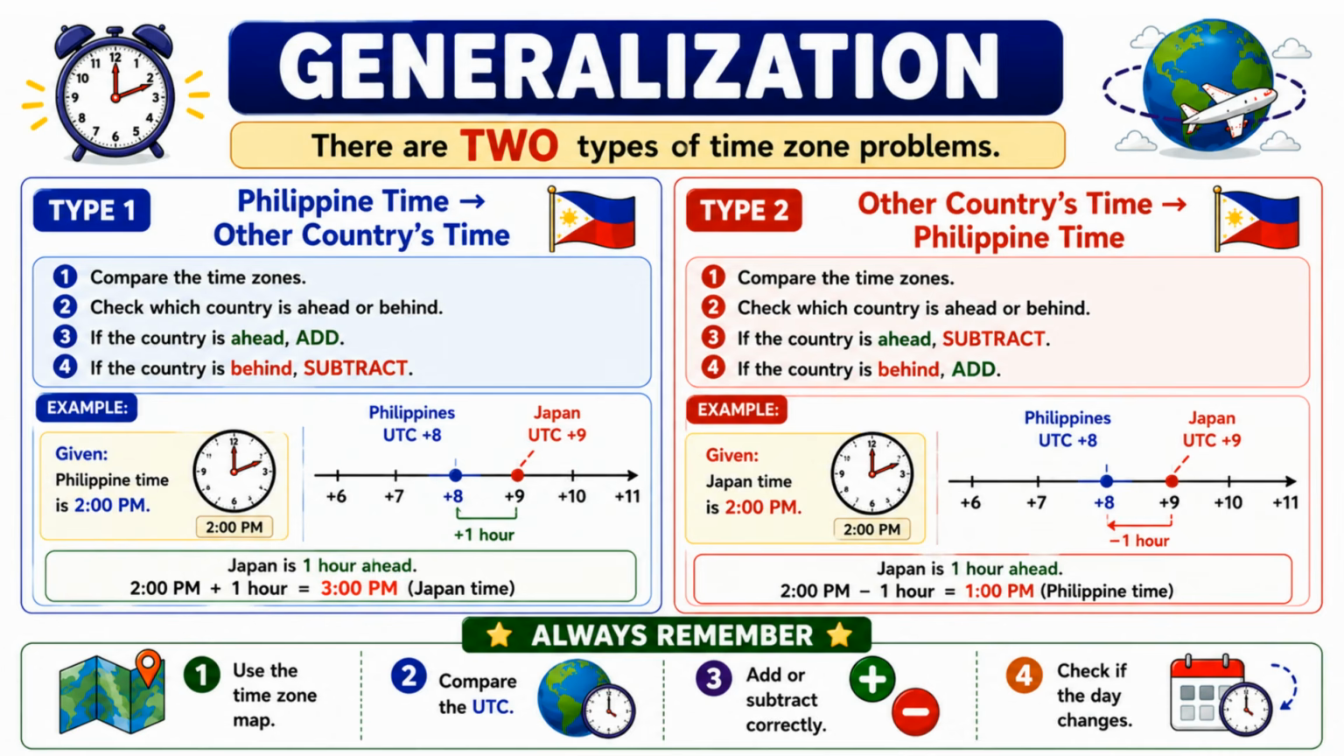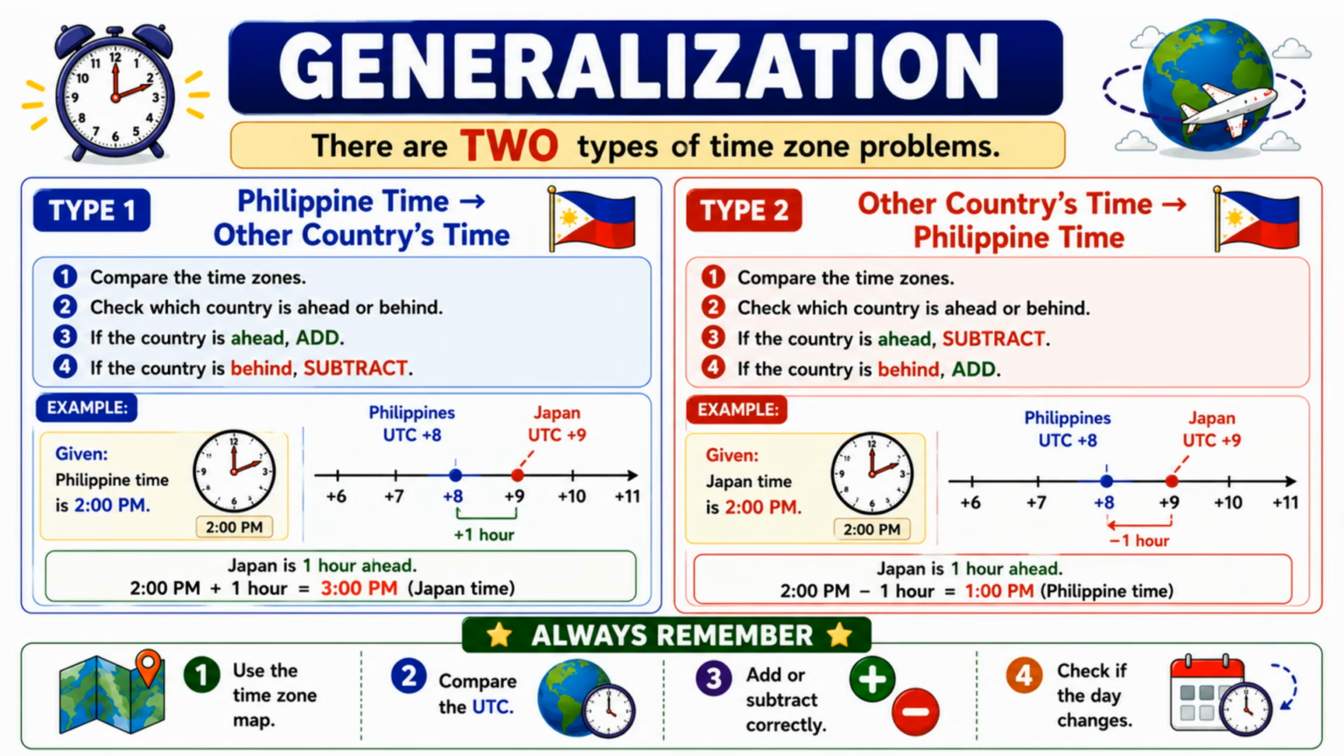Before we end our lesson, let's remember the 2 types of time zone problems. Type 1, Philippine time to another country's time. When the given time is in the Philippines and you need to find the time in another country, first, compare the time zones. Next, determine whether the other country is ahead or behind the Philippines. If the country is ahead, add the time difference. If the country is behind, subtract the time difference.